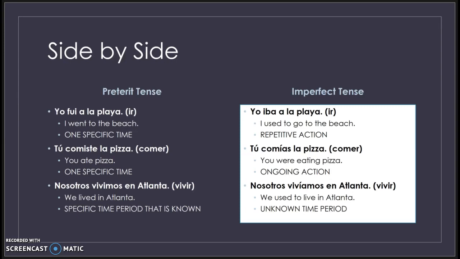So this is where we're going. We first need to learn how to conjugate in the imperfect, and then we need to start deciding which past tense is actually needed.